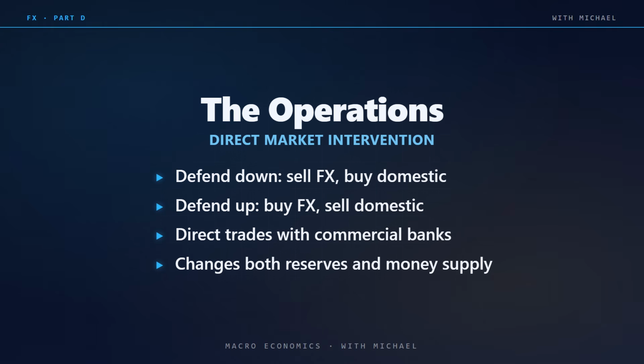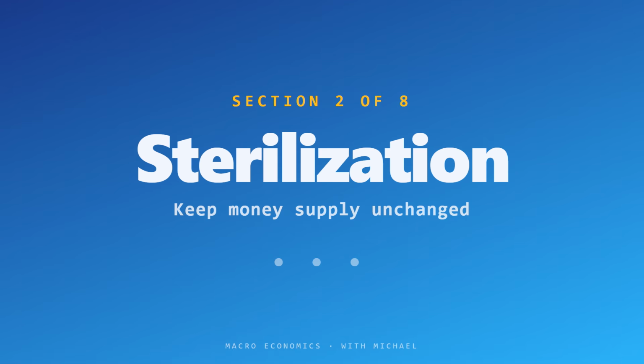The central bank buys foreign currency and sells domestic currency. This adds domestic currency to circulation and increases reserves. Most intervention happens through the spot market, with central banks trading directly with commercial banks. The mechanics are simple. The consequences are huge.